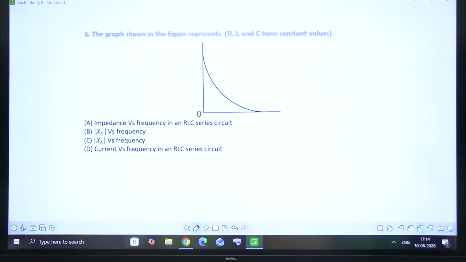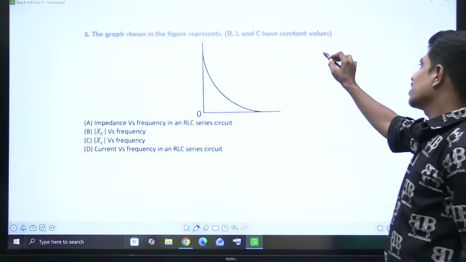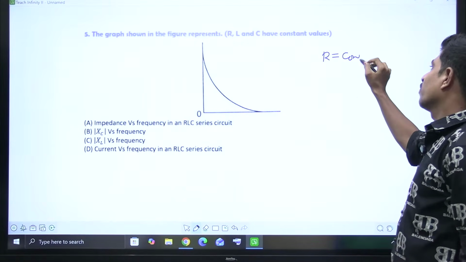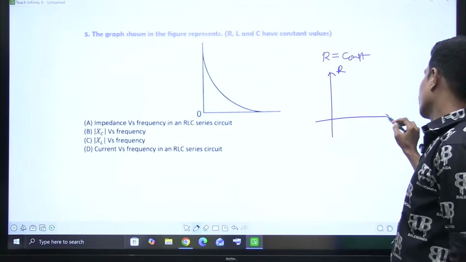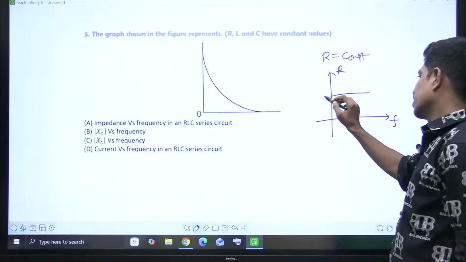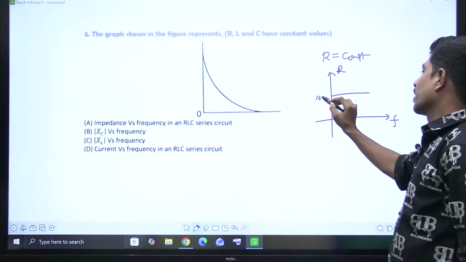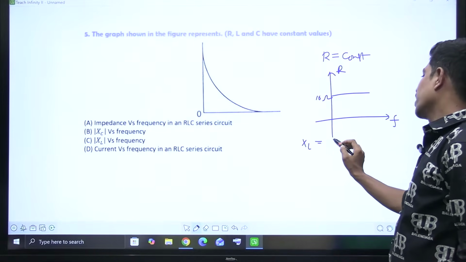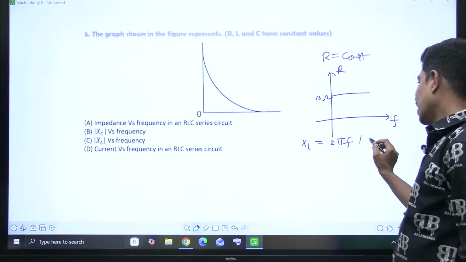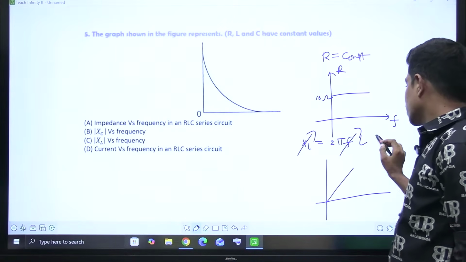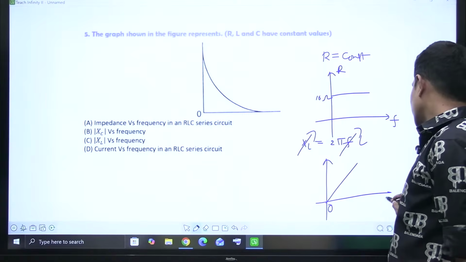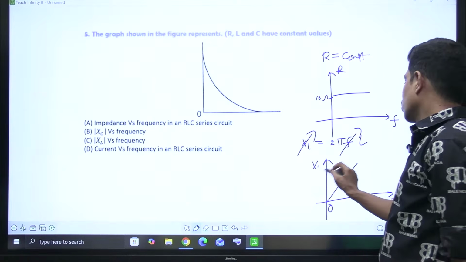Next question. The graph shown in the figure represents RLC constant values. R, resistance, is constant, independent of frequency. If you plot resistance with respect to frequency, ideally it is going to be a constant value, suppose 10 ohms. If you take XL, the inductive reactance, that is 2 pi FL. If F increases, XL is going to increase linearly. If F is equal to 0, the reactance XL is also 0.